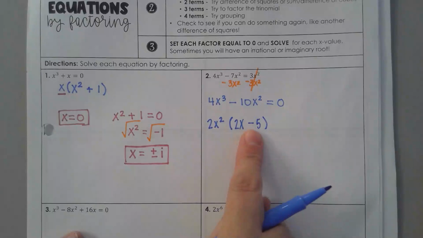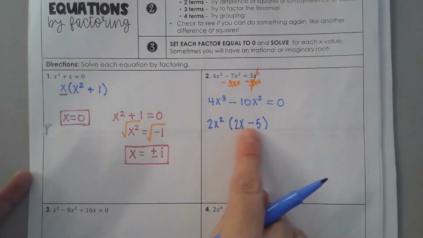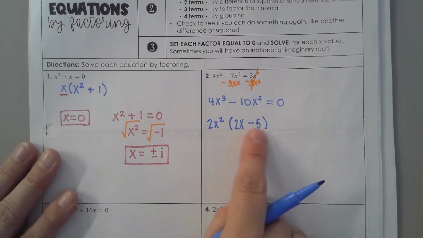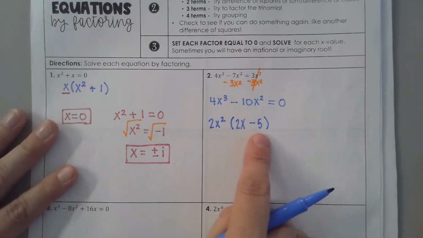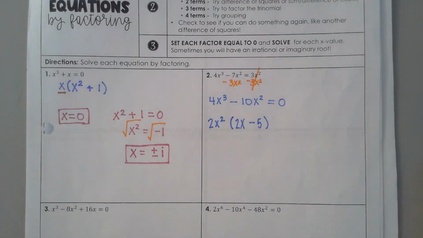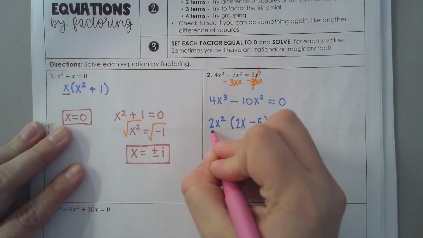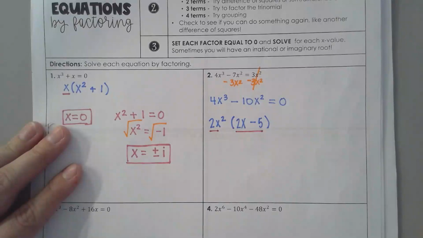Now look in the parentheses. Is that a difference of squares? No, 5's not, 2's not a perfect square. What about cubes? No. So it doesn't fit any of our other factoring methods. So we're done factoring. So now we've got to set each factor equal to 0.